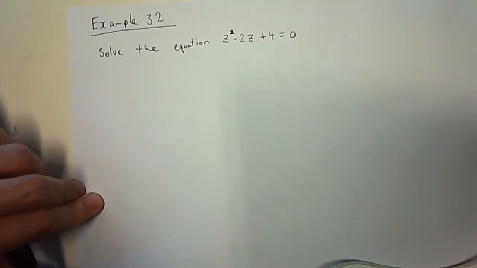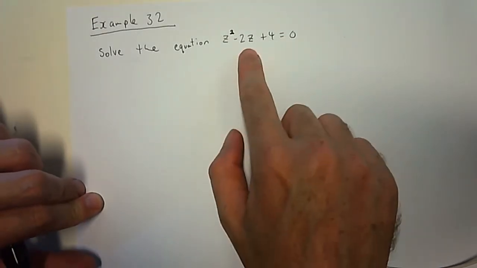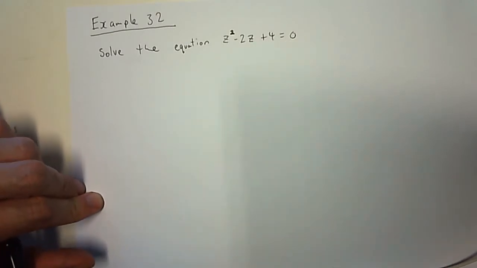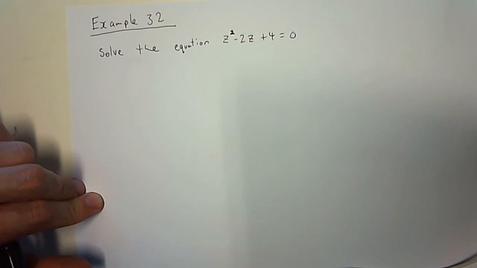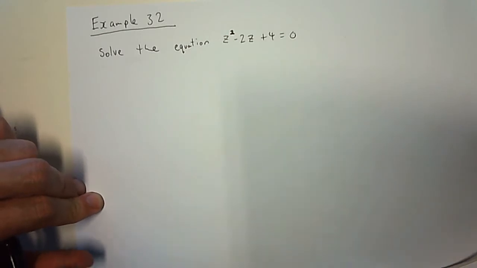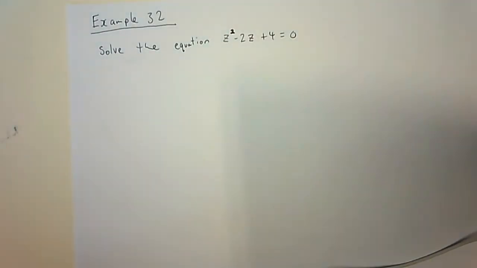Okay, we're going to look at this example. Solve the equation z squared take 2z plus 4 is equal to 0. I could have solved this equation by completing the square method, as I did in the previous example, and then just solving for 0 by using the null factor law, or I could use the quadratic formula.